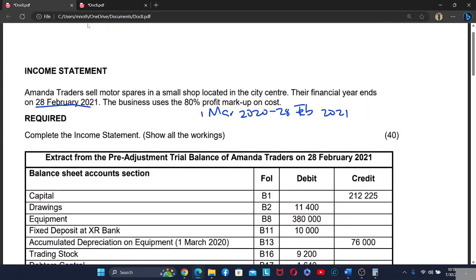Now, we were told here that the business uses a markup of 80%. So cost price plus markup is equal to selling price. The markup is given, it's 80%. The cost price is always 100%. So cost price plus markup is equal to selling price.